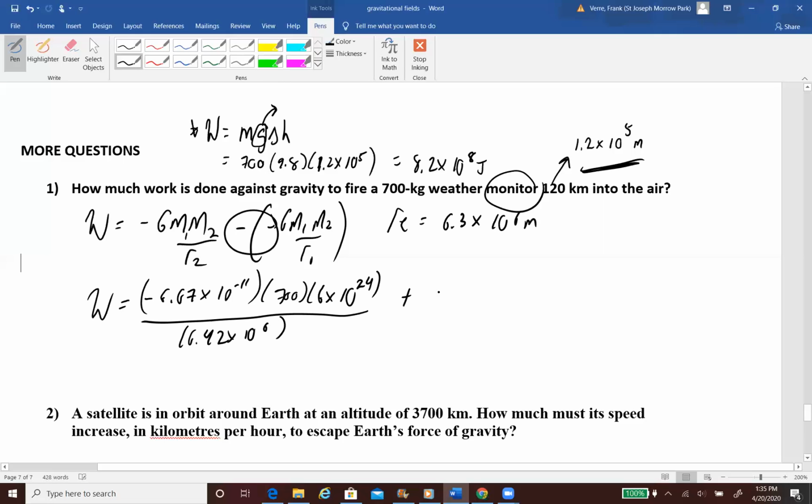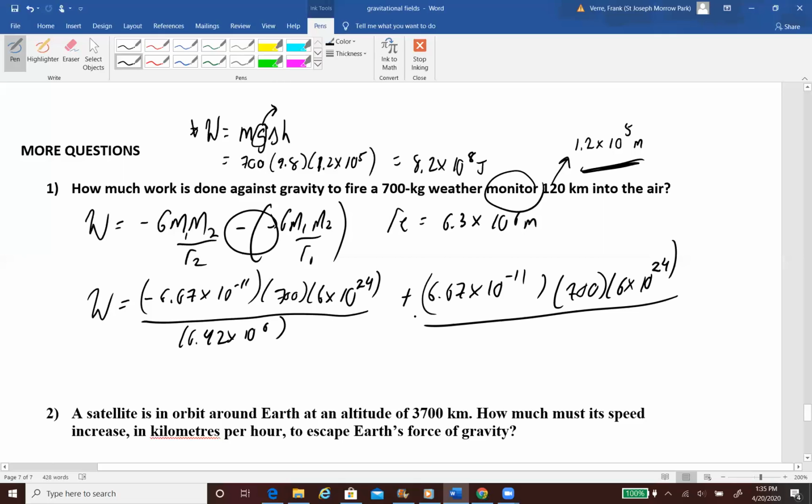Minus a minus, so it's plus 6.67 times 10 to the minus 11, again times the mass of the satellite times the mass of Earth, over R1. R1 in this case would just be the radius of the Earth, because the satellite, or weather monitor, would have started at the surface of the Earth, which is 6.3 times 10 to the 6 meters. Okay, so if you add these two up, you get an answer of 8.7 times 10 to the 8 joules.